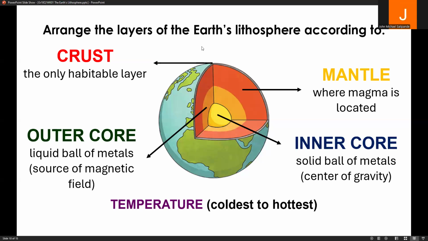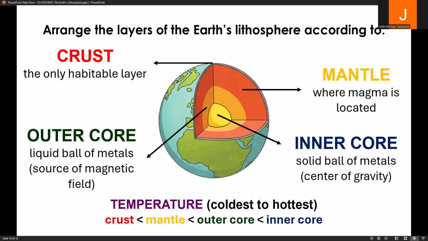So temperature, coldest is crust, and then followed by mantle, then outer core, and inner core happens to be the hottest. So you might be wondering, why is crust the coldest out of the four, no? That's because, as you can see, both outer core and inner core are solid balls of metals. This is where radioactive decay happens. And as you know, metals are the best conductors of heat. Compared to crust, wherein we contain not only metals but also non-metals and metalloids as well.